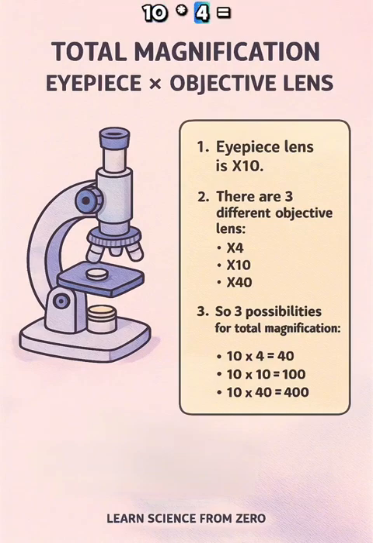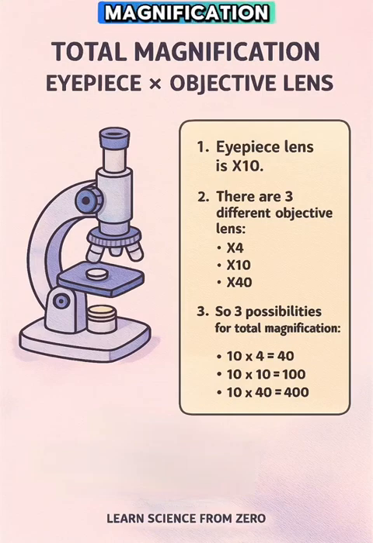10 times 4 equals 40, total magnification. 10 times 10 equals times 100, total magnification. 10 times 40 equals 400, total magnification.